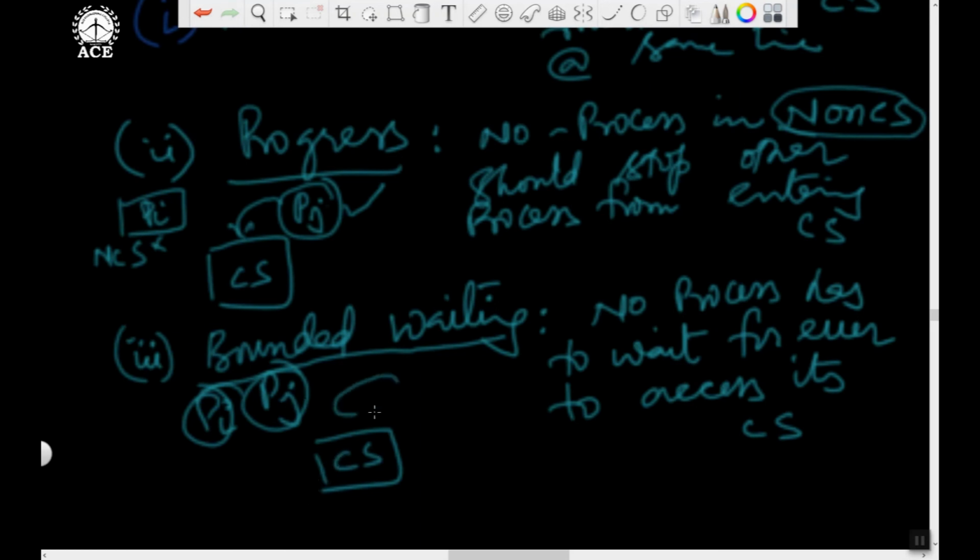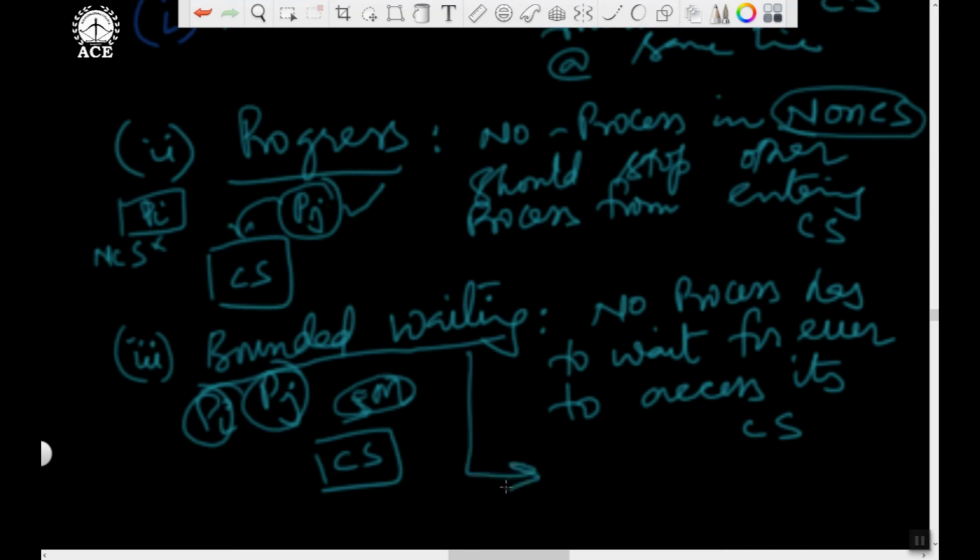So if I design my synchronization mechanism, no doubt it is guaranteeing mutual exclusion, but what is it doing? It is behaving unfairly. It is allowing Pi, again Pi, again Pi. It does not allow Pj. So then Pj will have a problem. That is called bounded waiting. There should be a bound limit on the waiting time of the process.